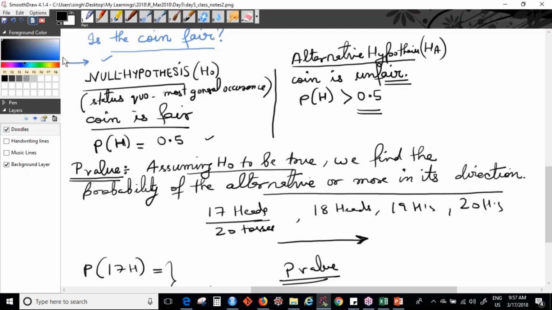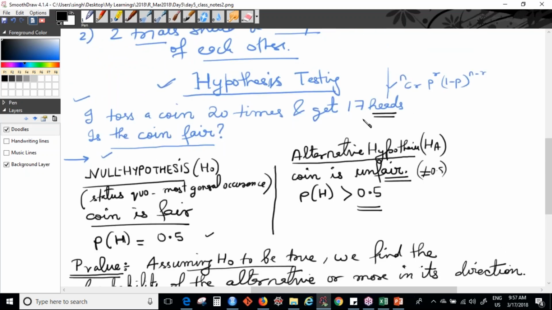So when your coin is unfair, what does it mean? It means that your probability is not 0.5. So that means it is either less than 0.5 or greater than 0.5. Now less than 0.5 I am not taking, because I got 17 heads. Since I have gotten 17 heads, it doesn't make sense that the probability is less than 0.5, because if your probability of head is less than 0.5, you will get fewer heads, not more heads. So I have already omitted that. Less than 0.5 doesn't make sense given the question that is asked, so I have omitted this. I am only considering that the probability is greater than 0.5.